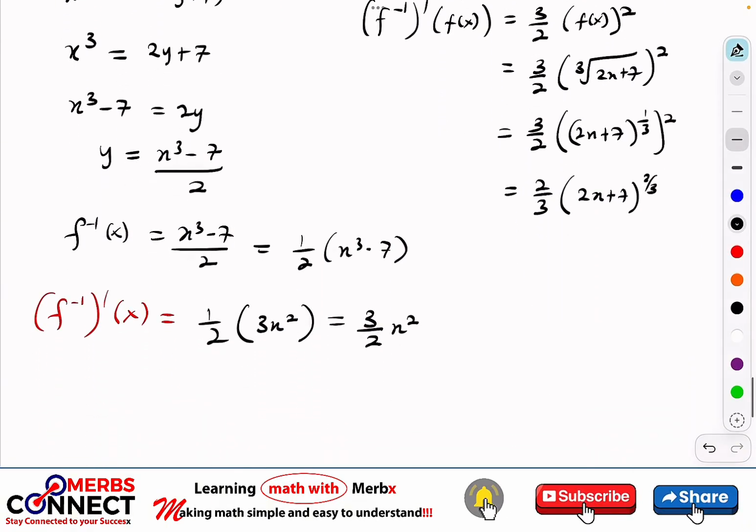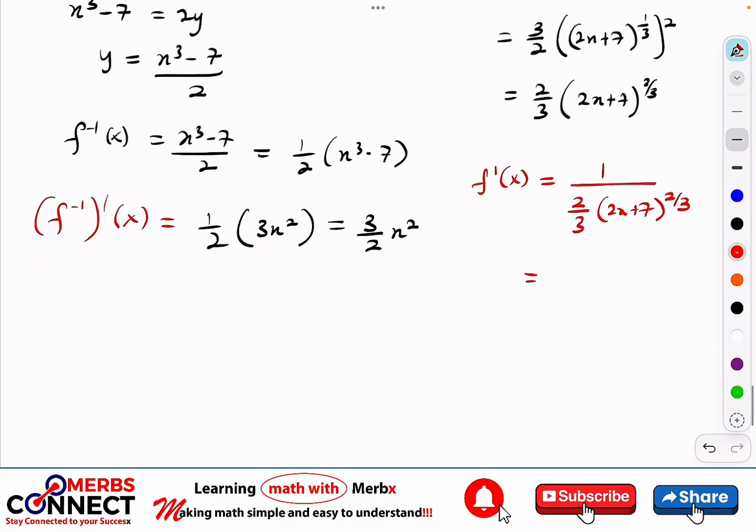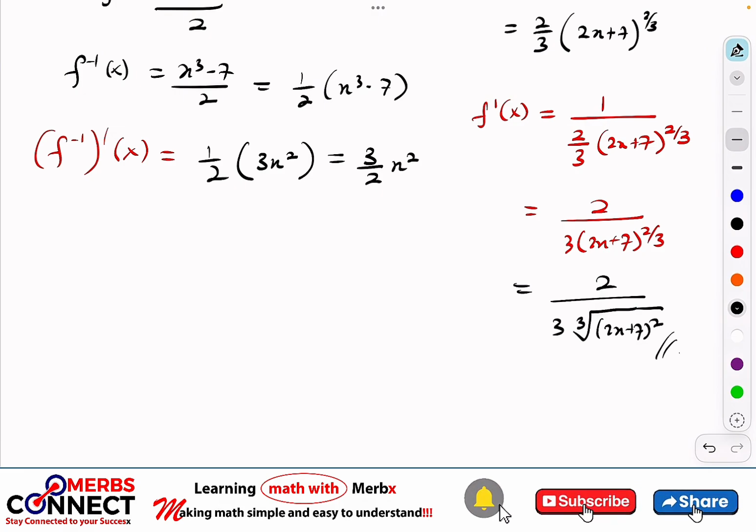So this is just going to give us f prime of x equal to 1 divided by 3 over 2 times 2x plus 7 to the power 2 over 3. Great. And this is also the same as 2 divided by 3 times 2x plus 7 to the power 2 over 3. And for those who like more simplification, this is also the same as 2 divided by 3 times the cubic root of 2x plus 7 squared. This is also true. Great.